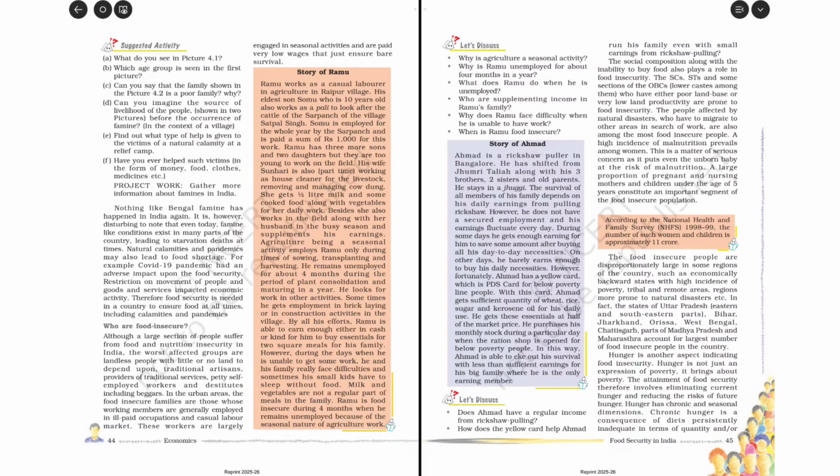The food insecure people are disproportionately large in some regions of the country, such as economically backward states with high incidence of poverty, tribal and remote areas, regions more prone to natural disasters, etc. In fact, the states of Uttar Pradesh, eastern and southeastern parts, Bihar, Jharkhand, Orissa, West Bengal, Chhattisgarh, parts of Madhya Pradesh and Maharashtra account for the largest number of food insecure people in the country. End quote. This paragraph is really heavy because it connects historical inequality straight to modern biology.